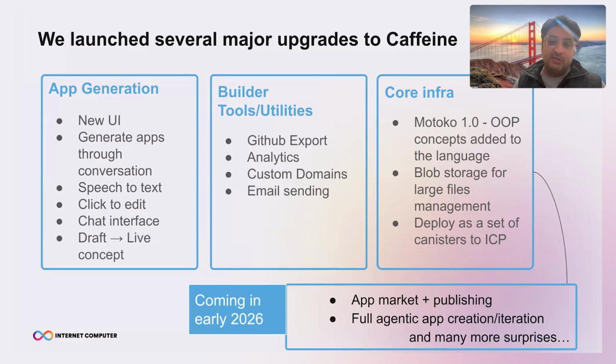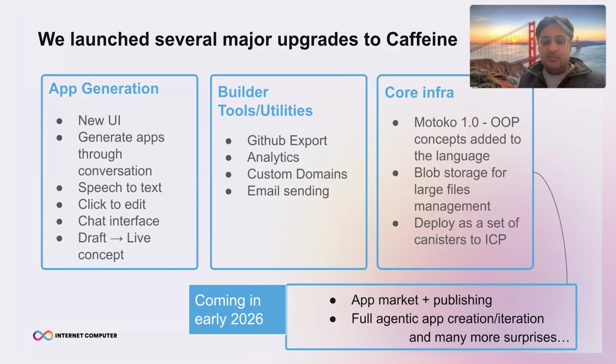And not just that, some of it Manu also covered. On the core infrastructure side, Motoko is 1.0. And in order to also support Caffeine, we added, in collaboration with the ICP platform team, blob storage for large file management. So let's say you're building an e-commerce store and you want to upload a lot of images, like your catalog, all that goes into the IC blob storage.